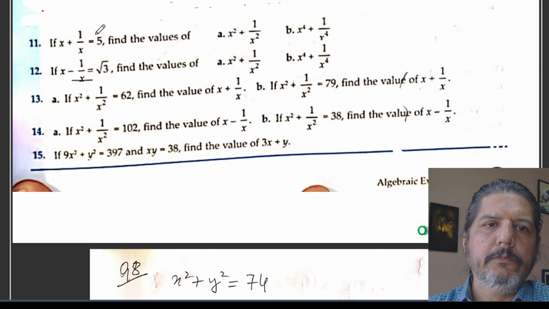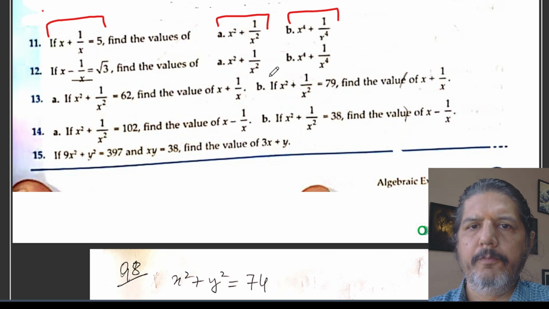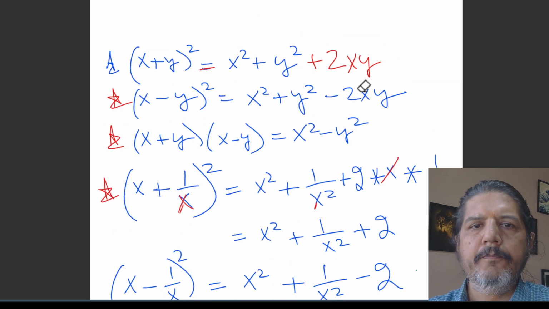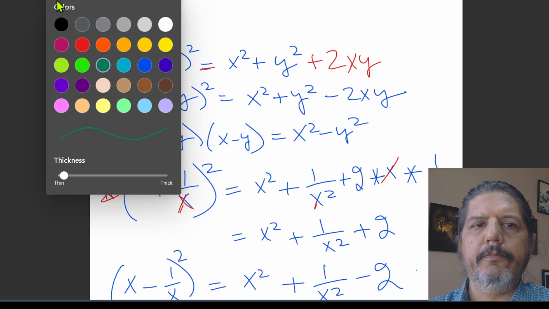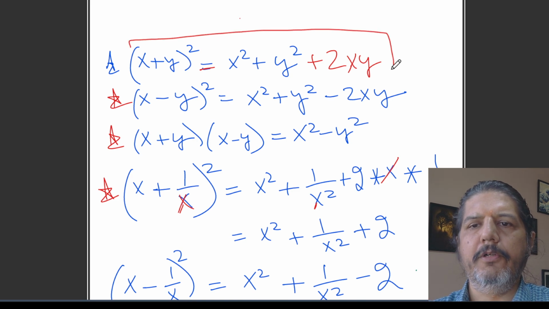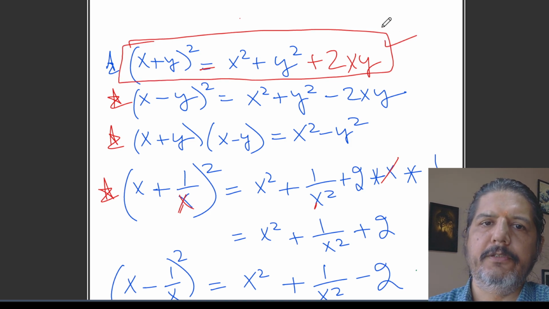So let's start. If x plus 1 upon x is equal to a given value, find the values of x square plus 1 upon x square, and x4 plus 1 upon x4. Before we go ahead, we would be looking at the expansions. We understand that x plus y whole square is equal to x square plus y square plus 2xy. We have already crammed this expansion.